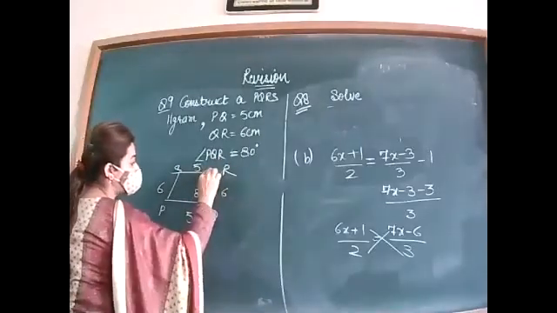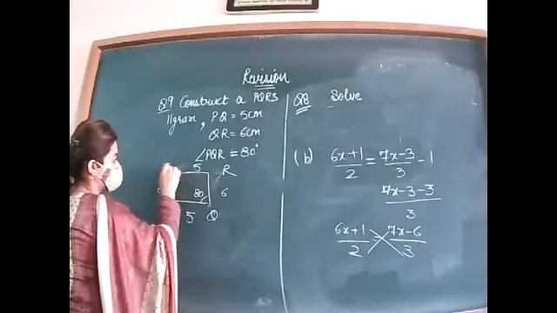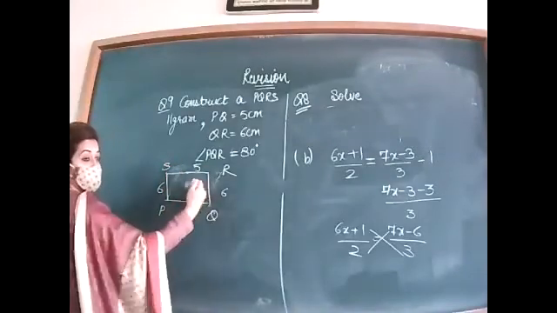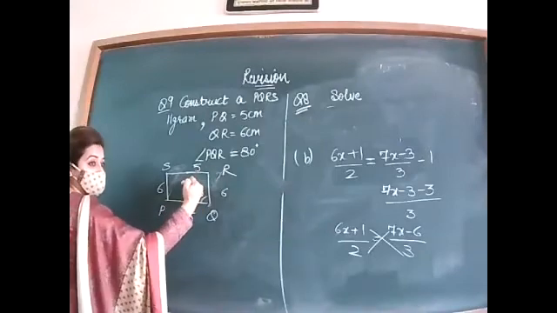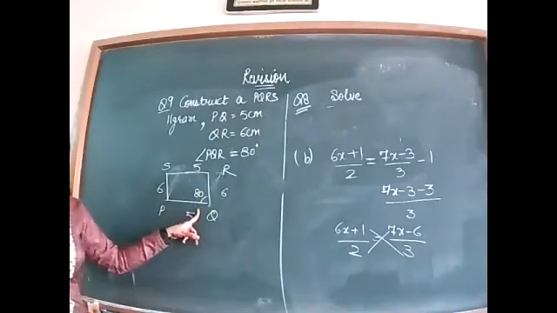So the lines will be like this. Got it? Because it is acute and less than 90, it will be in the inward direction. So this is your rough figure.